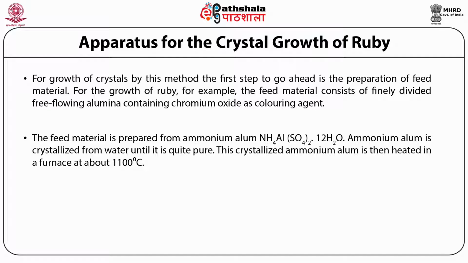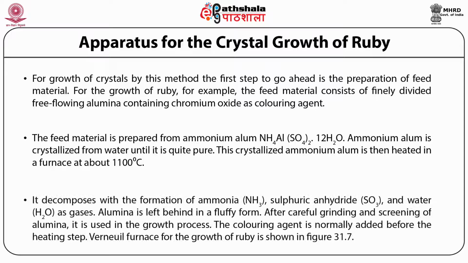Ammonium alum is crystallized from water until it is quite pure. The crystallized ammonium alum is then heated in a furnace at about 1100 degrees centigrade. It decomposes with the formation of ammonia, that is NH3, sulfuric anhydride, that is SO3, and water, that is H2O, as gases. Alumina is left behind in a fluffy form. After careful grinding and screening of alumina, it is used in the growth process. The coloring agent is normally added before the heating step.